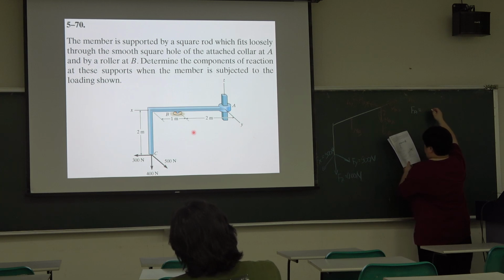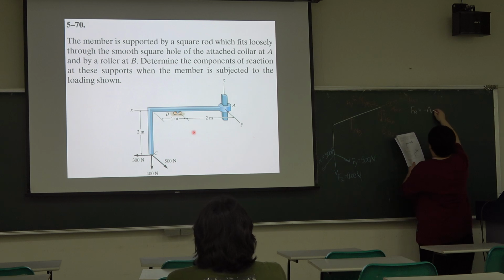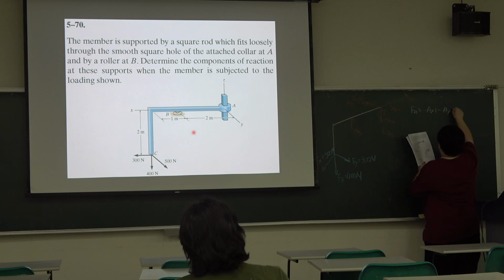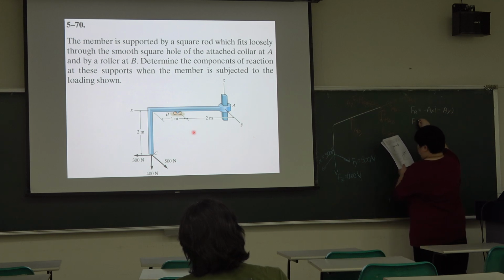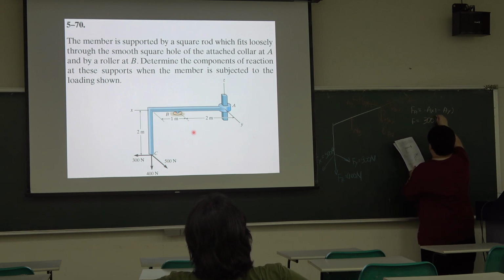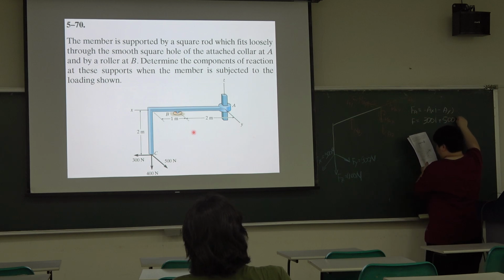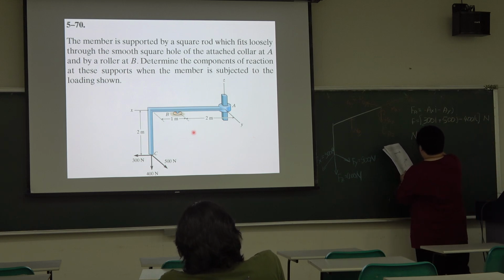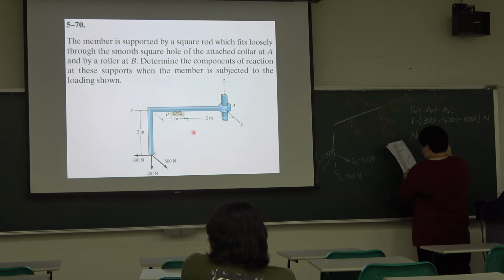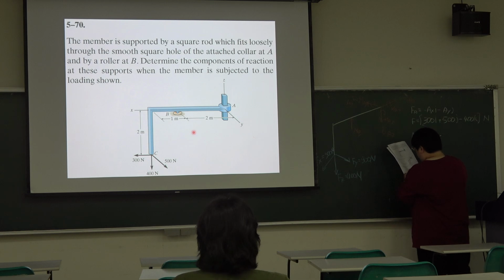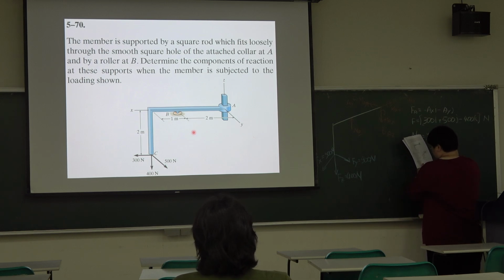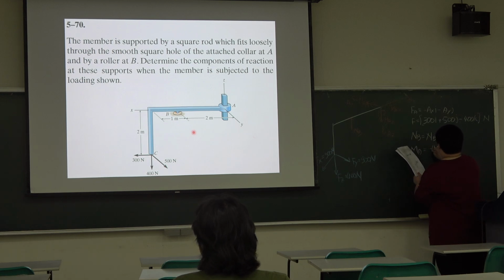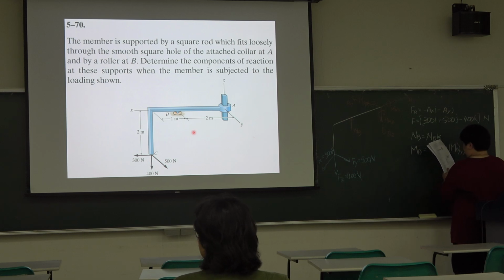So FA is Ax i plus Ay j, and the F is equal to 300 i plus 500 j minus 4 8, and minus the MA Cz k.